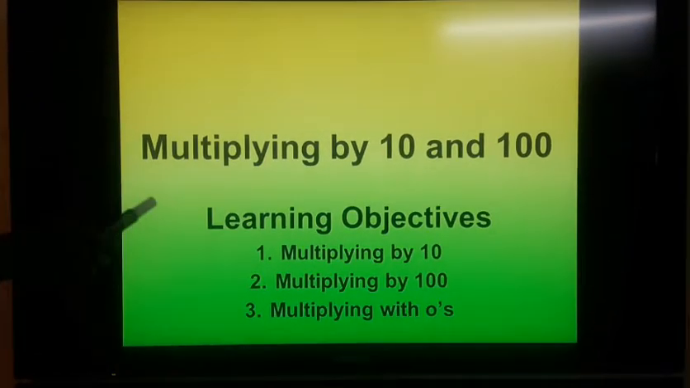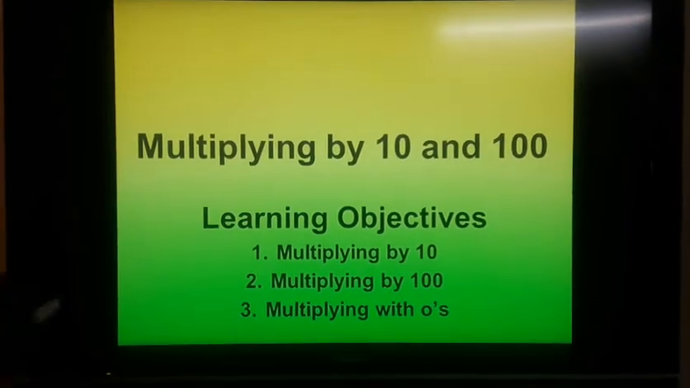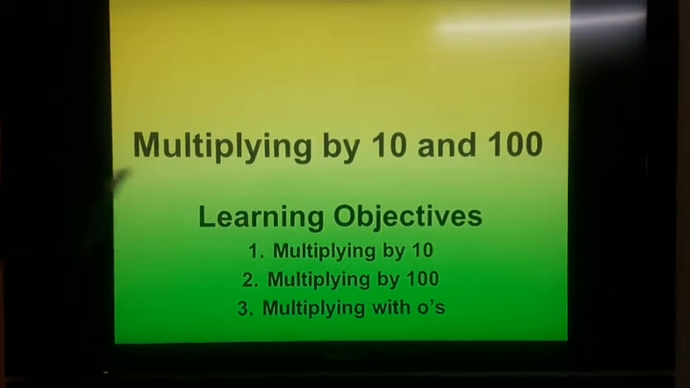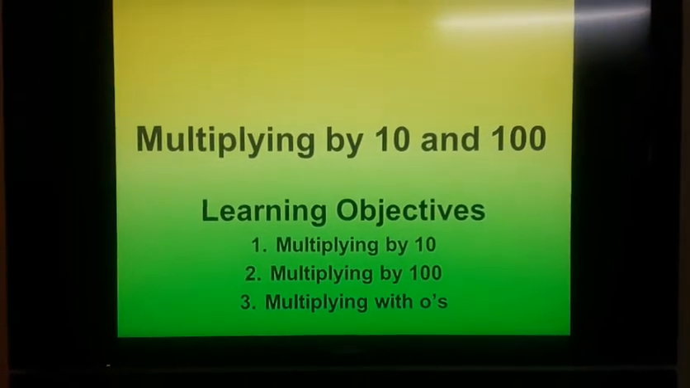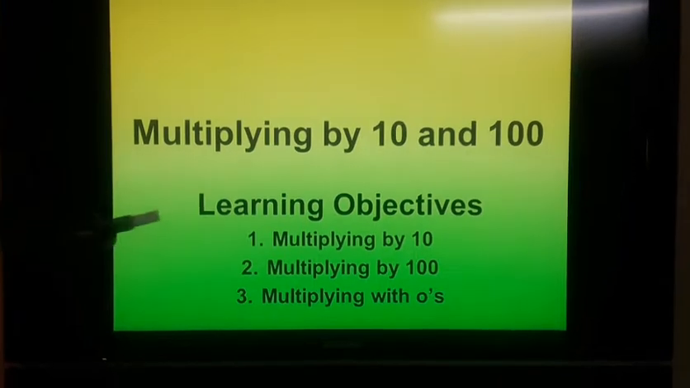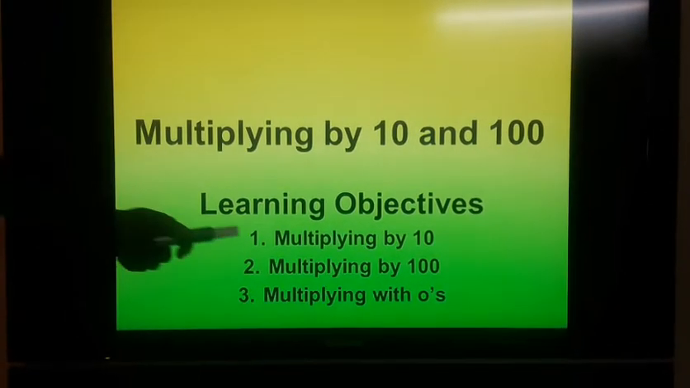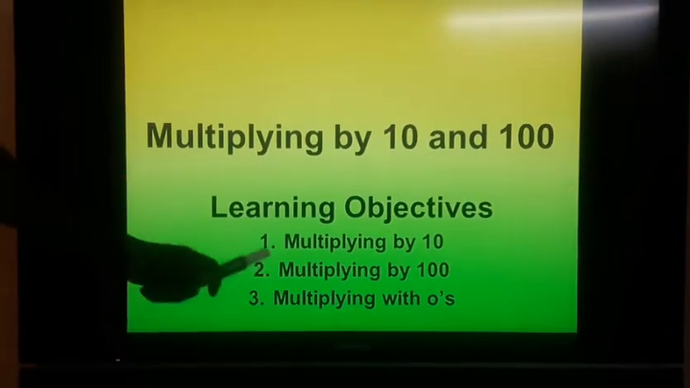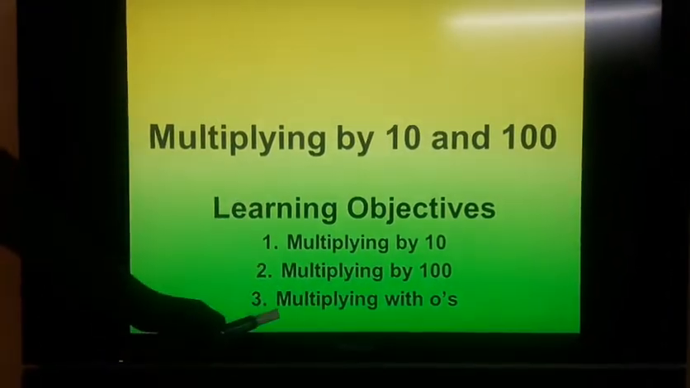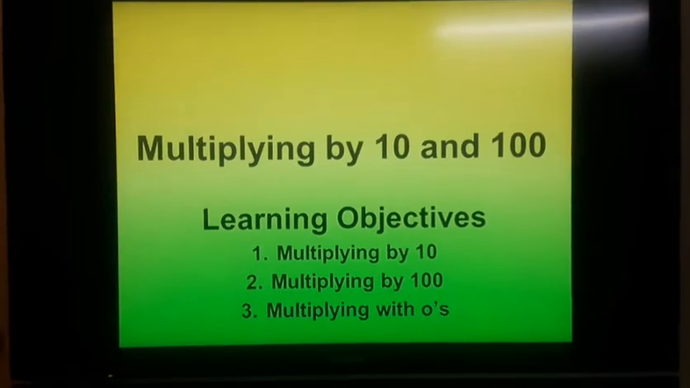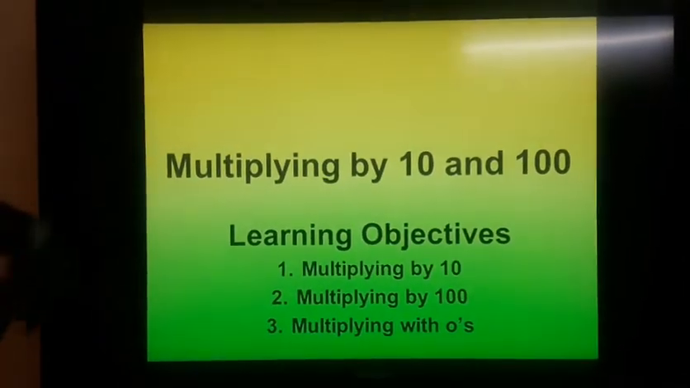Today we'll be looking at multiplying by 10 and 100. So let's look at our learning objectives for today. We are going to be looking at multiplying by 10, multiplying by 100, and multiplying with zeros, when you are multiplying numbers with zeros.